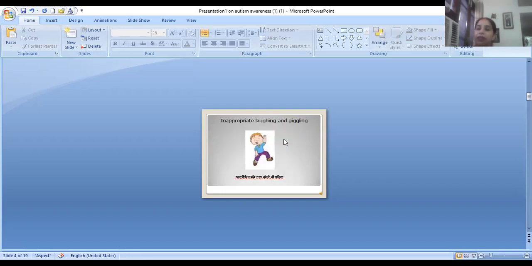Inappropriate laughing and giggling. The child with autism has inappropriate laughing and giggling, or even cries for hours and hours without any apparent reason. And echo words and phrases. The child with autism can echo words and phrases. He can rhyme the rhymes again and again, all day, and certain words he can echo all day. And he has echolalia too.